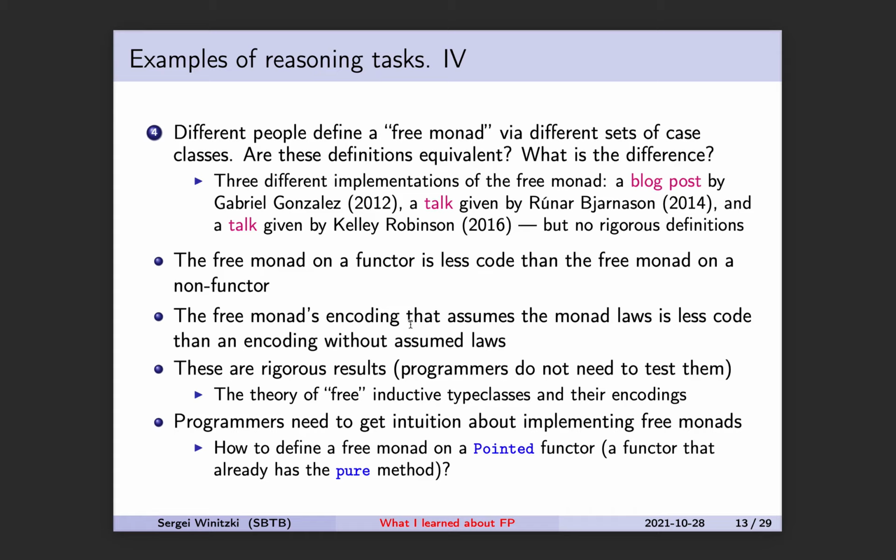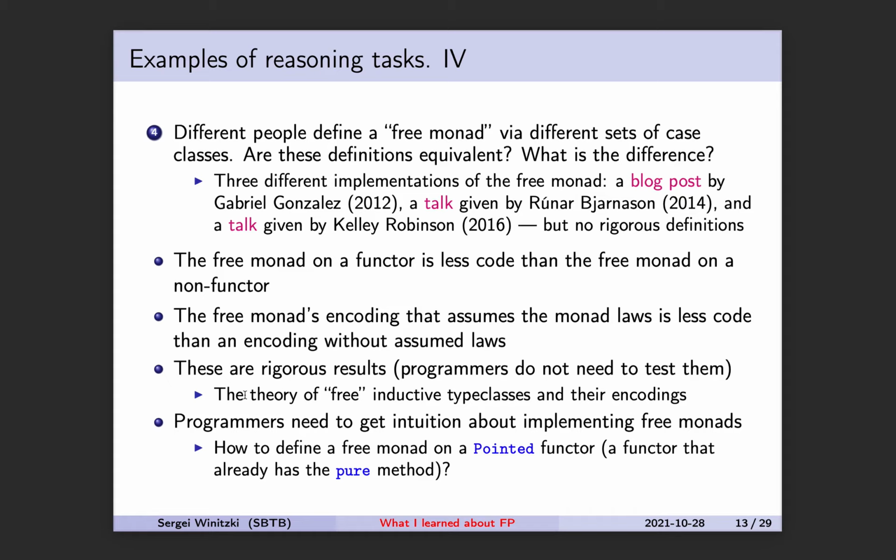You can have a free monad that assumes the monad laws in its construction, and that would be less code, fewer case classes, than a free monad that does not assume laws. And there are performance implications of doing this. You can define a free monad really in different ways for different cases. So these are rigorous results. Other than this, the free monad implementations are equivalent to each other. You can prove that they're equivalent.